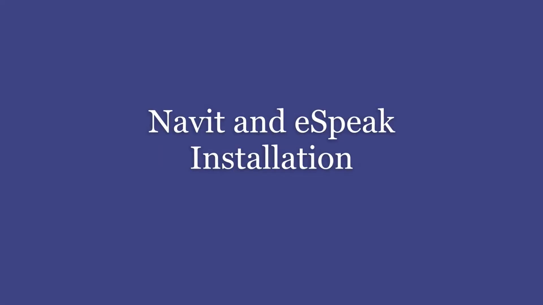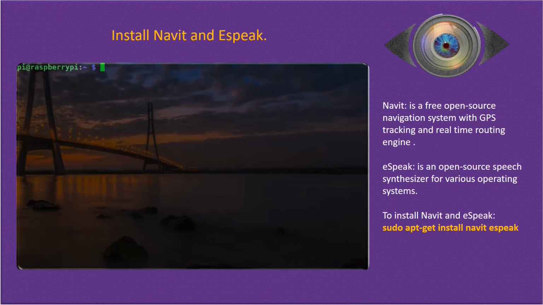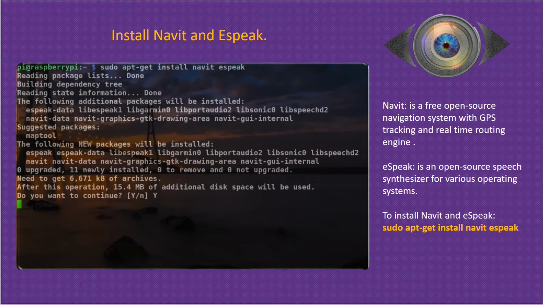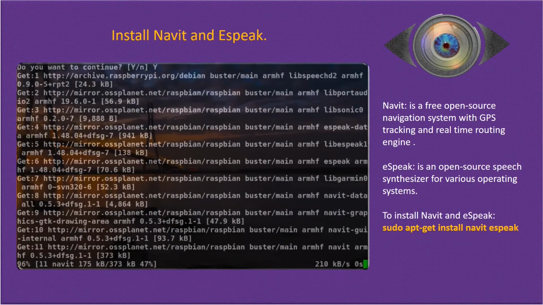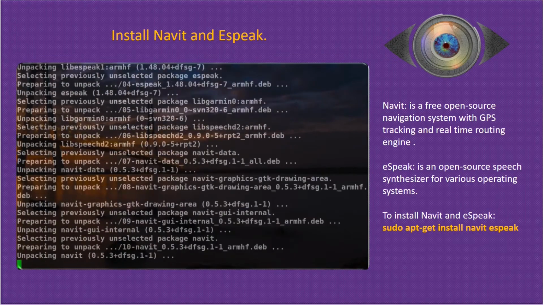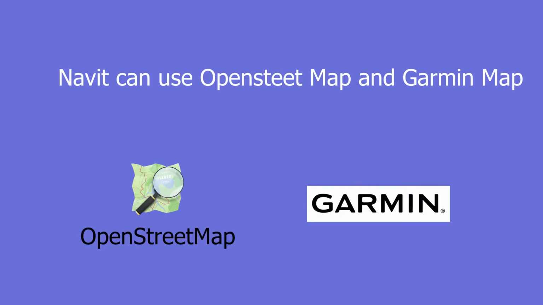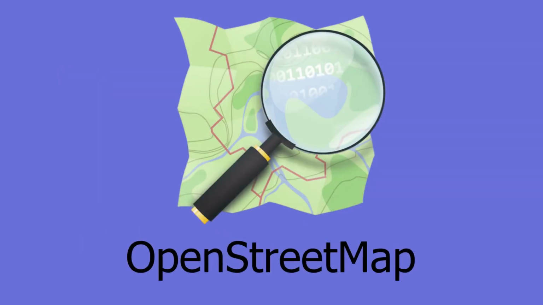In order to install Navit and Espeak, use the command sudo apt-get install navit espeak. Now both Navit and Espeak have been installed successfully. Let's quickly download the map and save it in the Navit folder. Navit can use OpenStreetMaps and Garmin Maps. Here we are using OpenStreetMap.